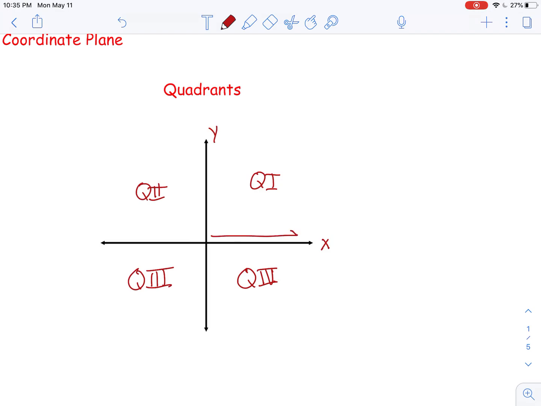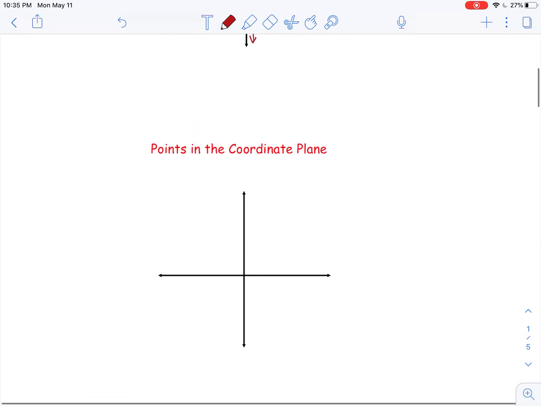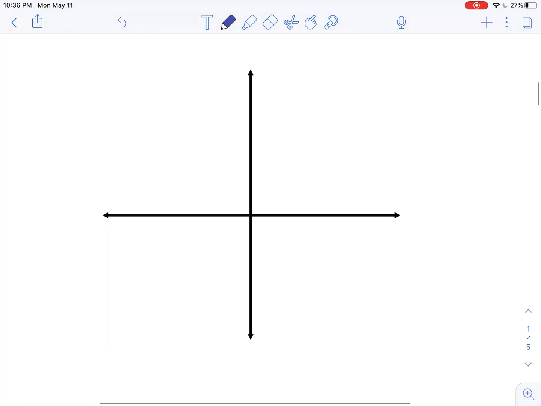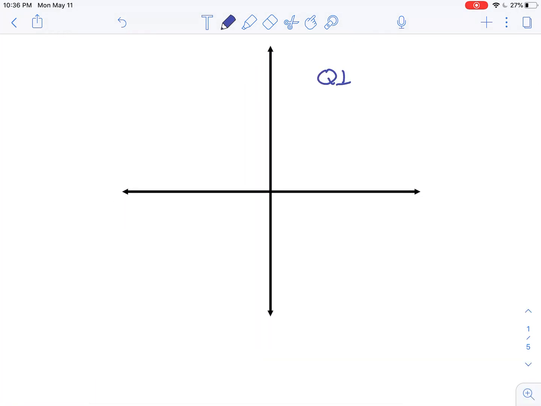If I'm heading to the right, this is a positive direction. If I head to the left, this is a negative direction. If I go up, this is positive. If I go down, this is negative. So now we'll look more specifically at the points in the coordinate plane. If I'm in quadrant 1 and I have a point x, y, I'm moving in the positive direction for my x and the positive direction for my y. So for example, I could have the point 2, 2.